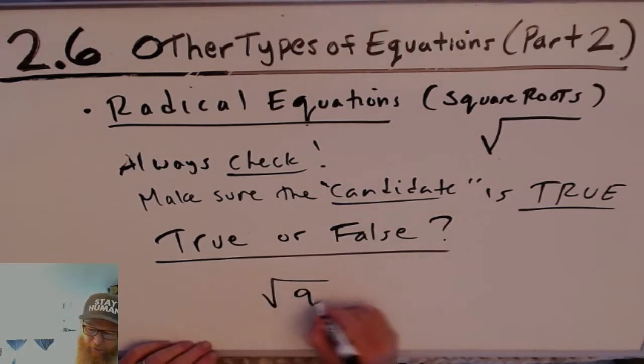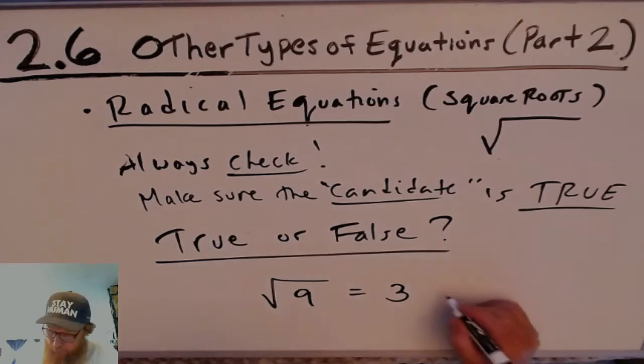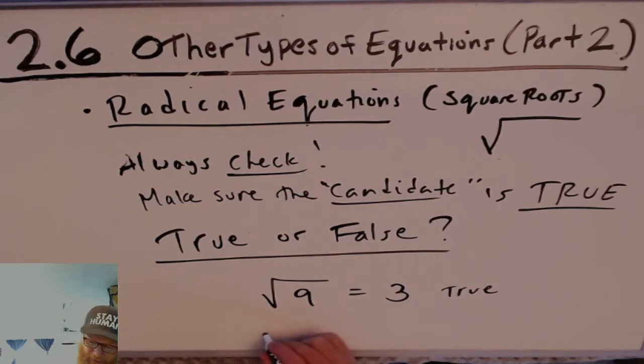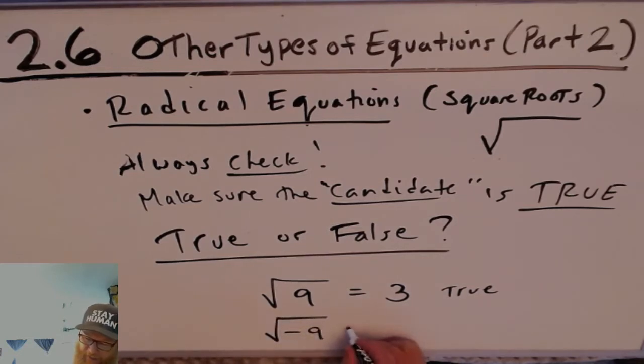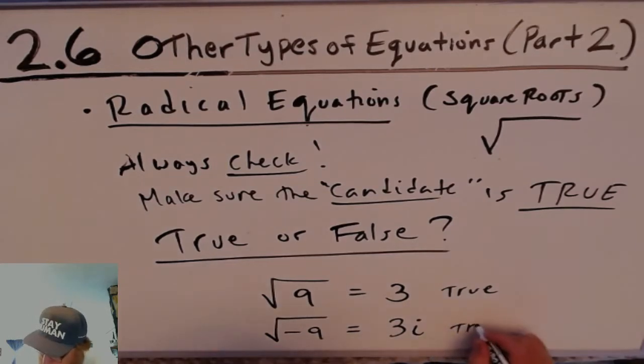The square root of 9 is 3. Is that true or false? Well, that's true. How about the square root of negative 9 is 3i? Is that true? Yes, that's also true.